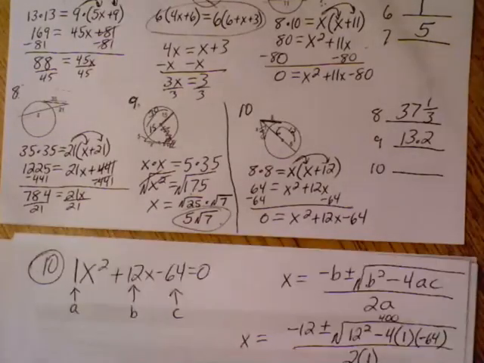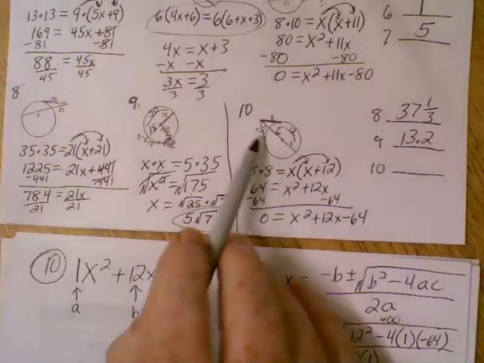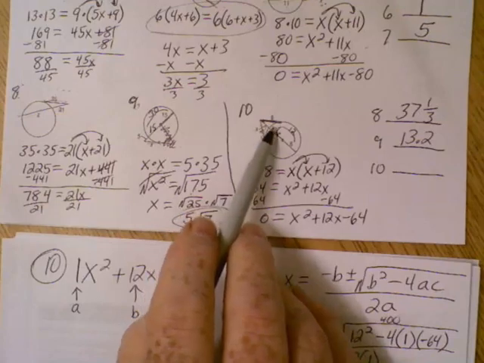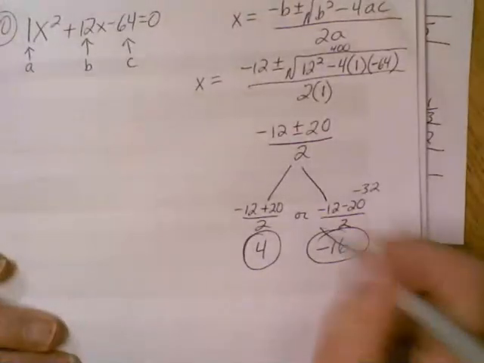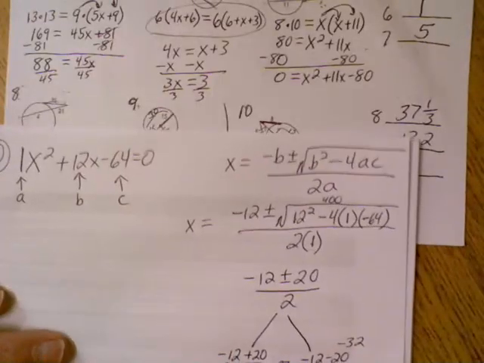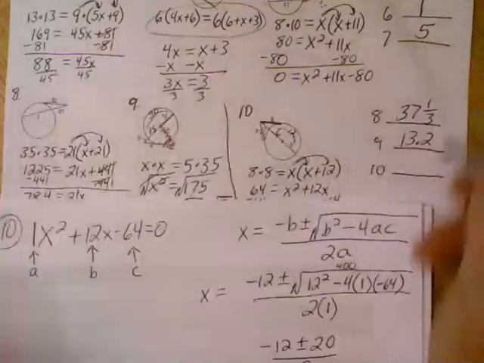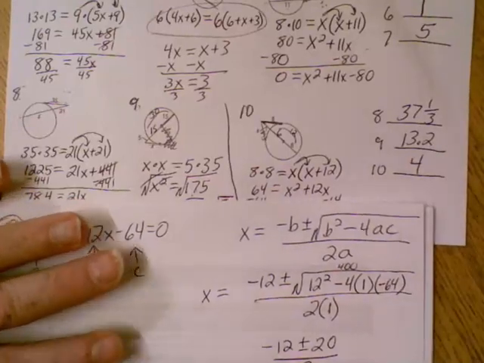Again, I'm going to go back and I'm going to check to make sure this segment out here can't be a negative 16. So negative 16 is an answer that won't work. So our answer has to be the 4. So the answer number 10 is 4.